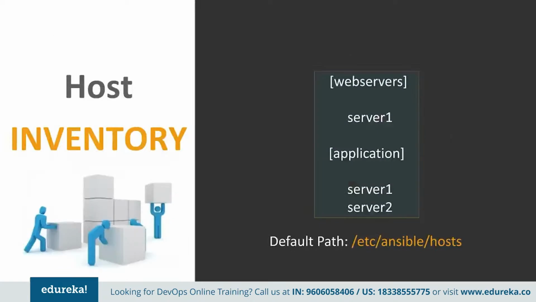Now moving on with the session, what do you think this host inventory is? Well, inventory defines a group of hosts which are alike in any way. So for example, you would want to group your web servers in one group and application servers in another, right? A group can have multiple servers, or a single server can be a part of multiple groups. The name of the group is enclosed in square brackets, and the server names can be their DNS names or IP addresses. By default, Ansible looks at the inventory file, but that can be modified by passing the inventory path to the Ansible command line.